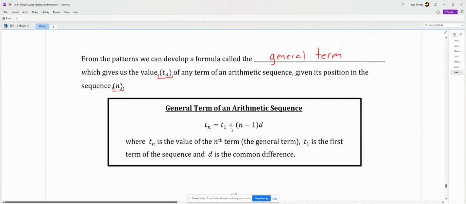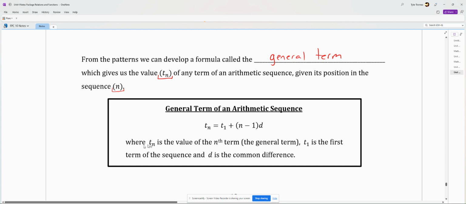Again, this formula will be given to you, but you do need to know what all of these letters and numbers and subscripts mean. This portion will not be given to you telling you what T and T1, N, and D stand for. You do need to understand the equation.